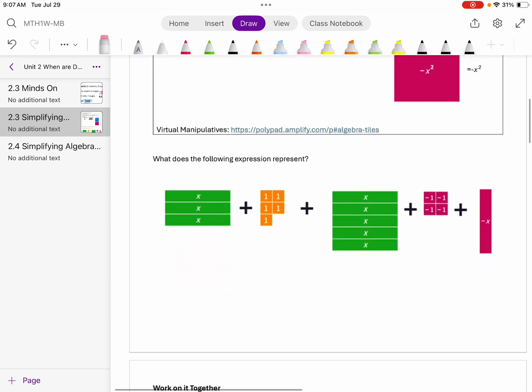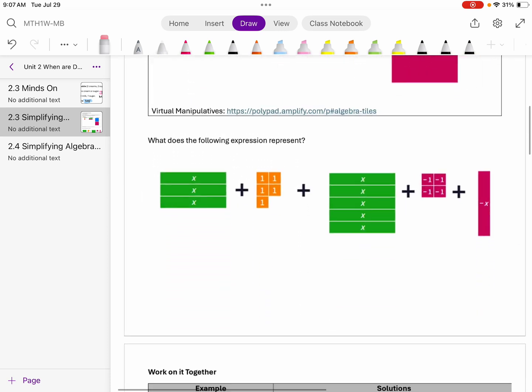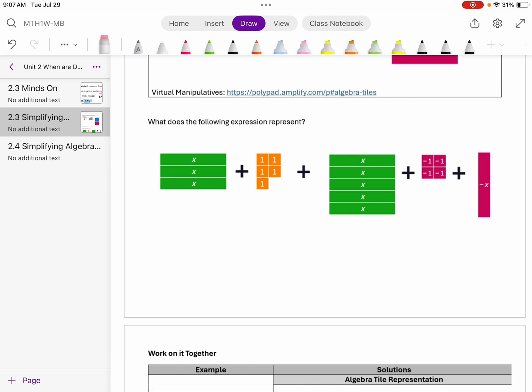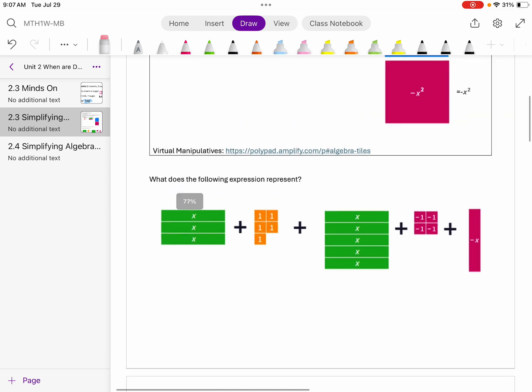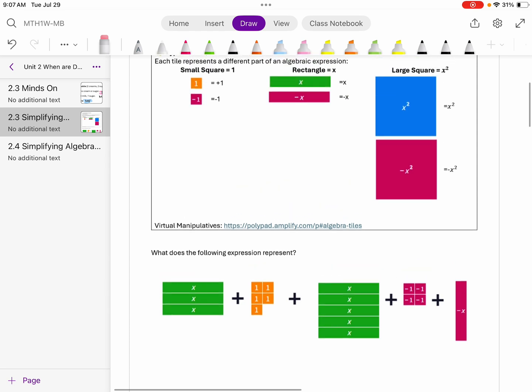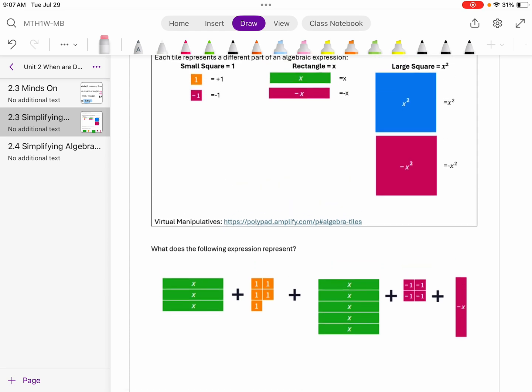All right, so I want you to pause the video, and I want you to write down what this image represents with respect to tiles. So pause the video and write down what this shows. Okay, so hopefully you're coming back from writing those down.